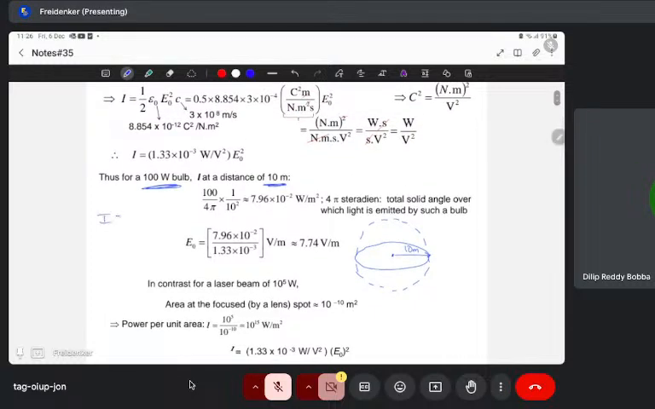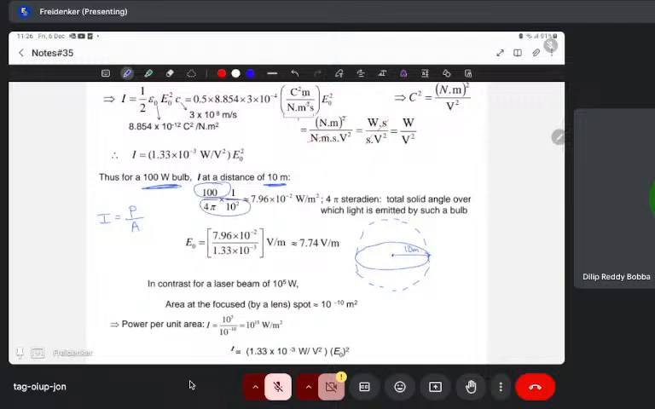Intensity is nothing but power per area, right? Because power is nothing but work done per unit time. So intensity is work done per unit time per unit area. Work done per unit time is power. So power per unit area, so power per area will give me intensity.